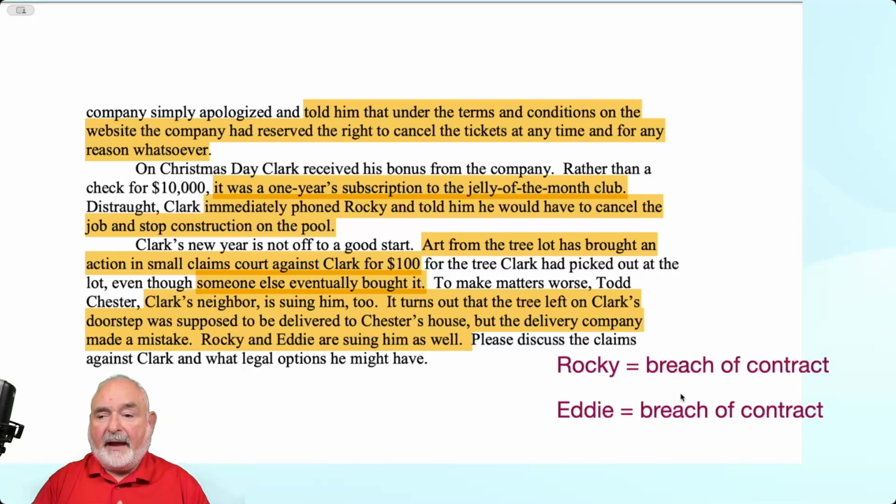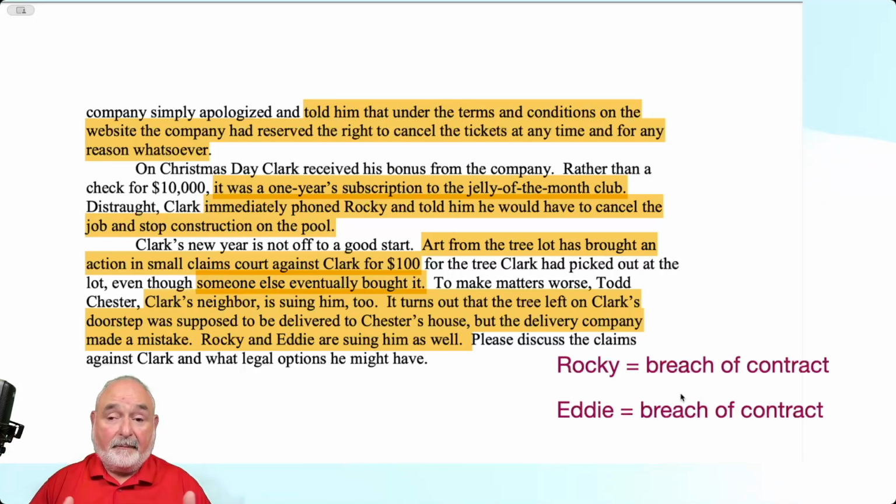And then when you're done with that, you go back to the top of the hypothetical and you discuss whether Clark might have a potential contract action against Mr. Shirley. And of course, he doesn't because the promise was vague, if it was a promise at all, and there's no consideration. Clark didn't do anything extra to merit the bonus.